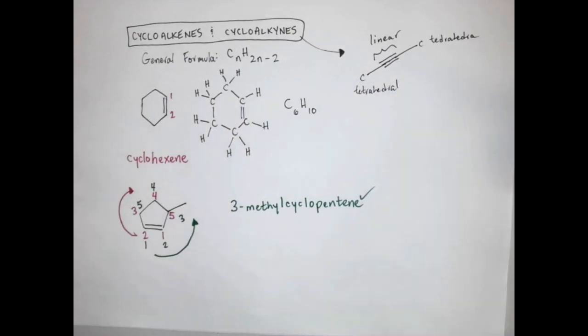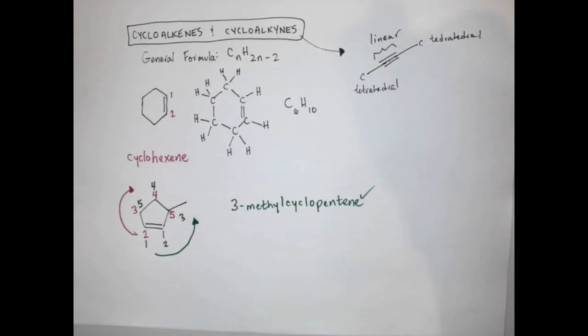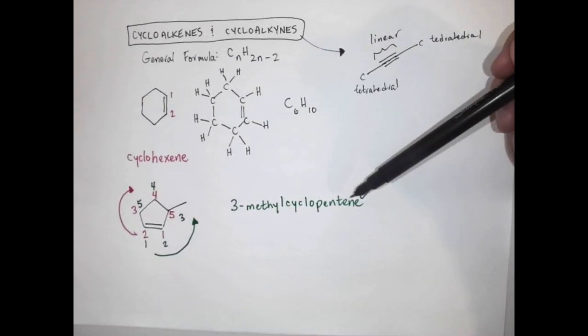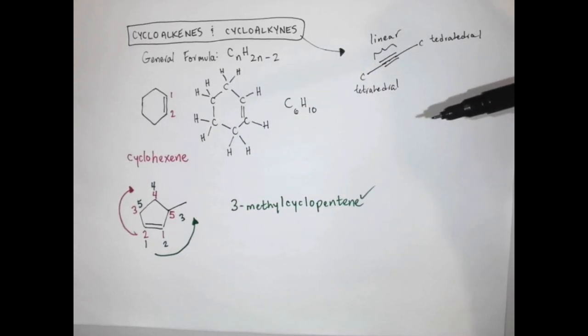So that being said, I'm not going to spend much time drawing out cycloalkynes or going over examples of cycloalkynes. It's really just the same way of naming them, except you go -ene to -yne, and the triple bond goes through carbons 1 and 2. Same thing.